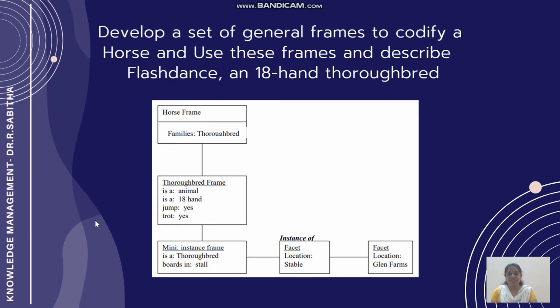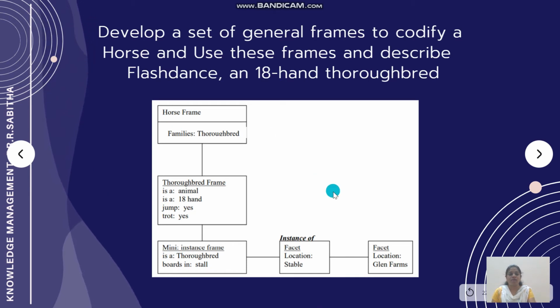Here I have given how the structure of the frame would look. The name of this frame is horse frame and it belongs to the family thoroughbred. This is the slot and this is your facet. Thoroughbred is again a facet which represents a child frame.